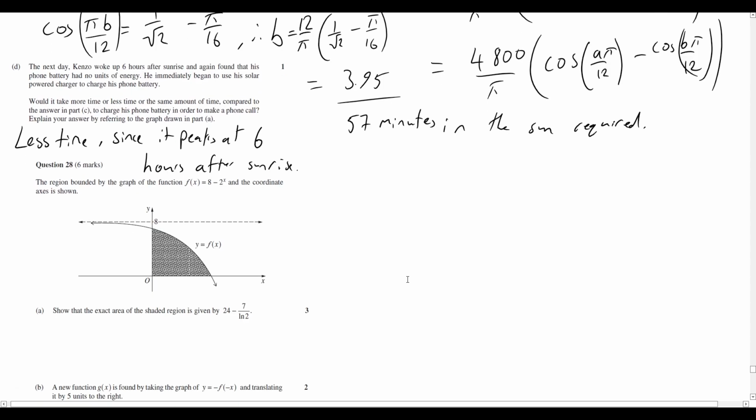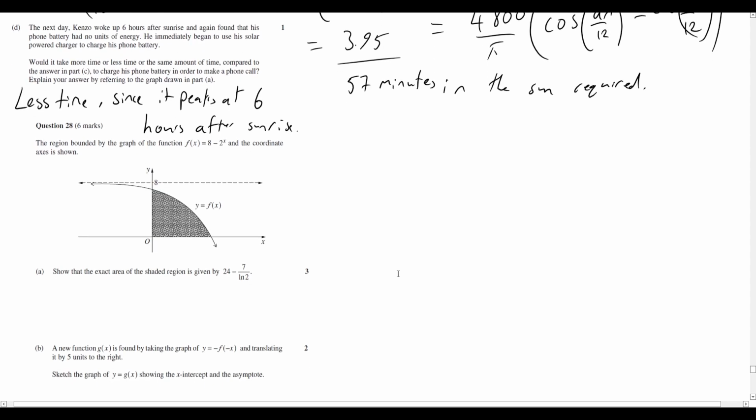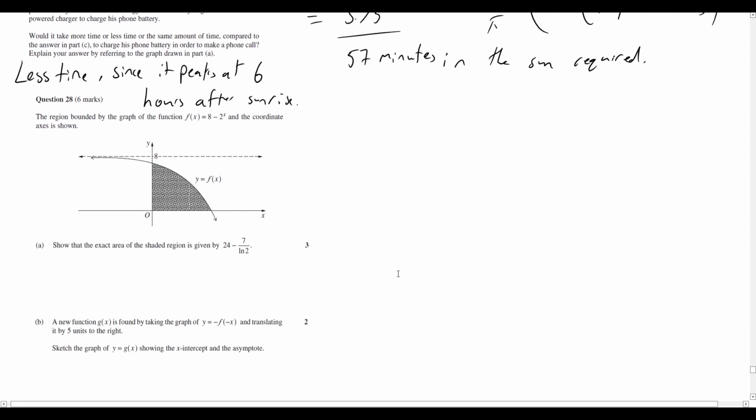Okay, now on to question 28. The region bounded by the graph of the function f of x equals 8 minus 2 to the x, and the coordinate axis is shown. So part A, show that the exact shaded region is given by 24 minus 7 over the natural log of 2. Okay, so anytime we're looking at any sort of area underneath a curve, we know we're going to be working with an integral.